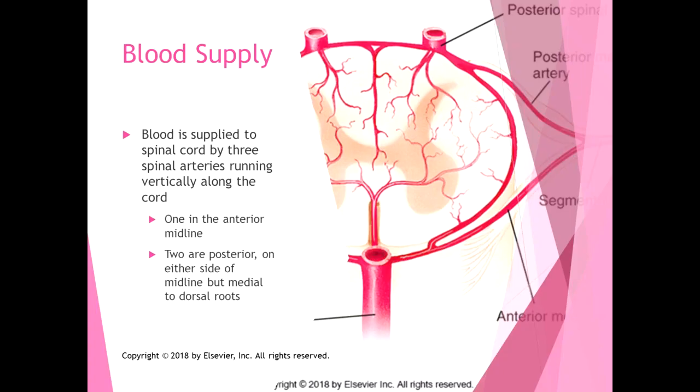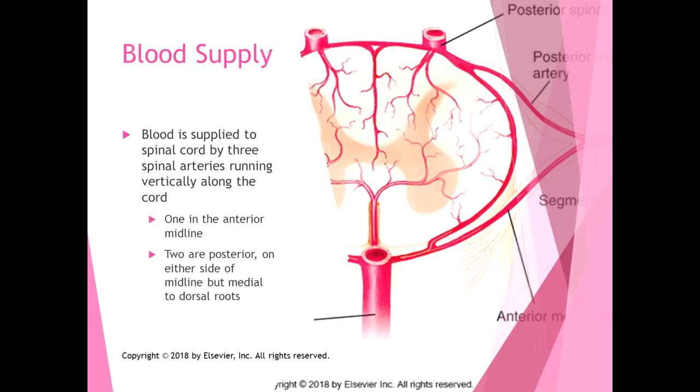Of course, there's a good blood supply to the spinal cord because you need to supply all those cells. The blood supply to the cord is supplied by three spinal arteries running vertically along the cord, one in the anterior midline and two posterior on either side of the midline, but medial to the dorsal roots. So good blood supply because we need those nutrients.